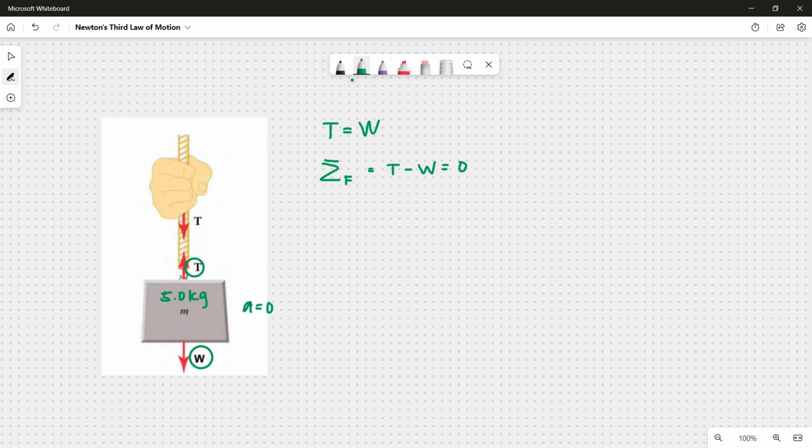where T and W are the magnitudes of the tension and weight, respectively, and their signs indicate direction, with up being positive and down being negative. By substituting mg for net force and rearranging the equation, the tension equals the weight of the supported mass, just as you would expect: T = W = mg. For a 5 kilogram mass, neglecting the mass of the rope, we see that T = mg, or 5 kilograms times 9.8 meters per second squared, which equals 49 newtons.